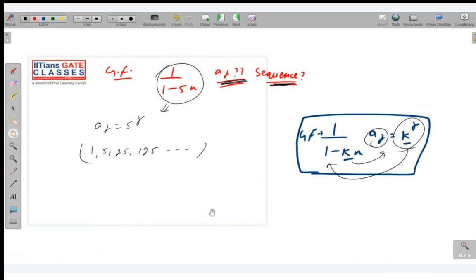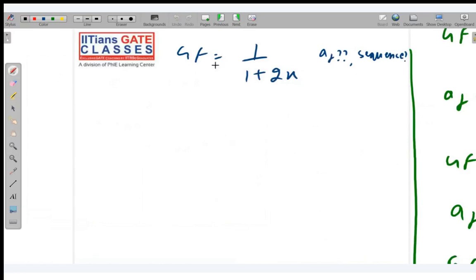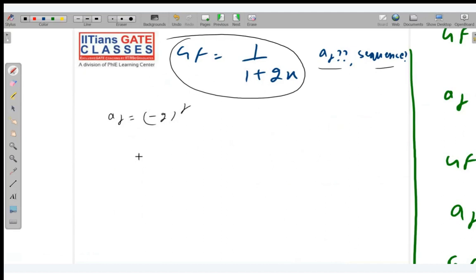Now take a snapshot, I will jump to the next slide. Done. Okay, let me jump to the next slide. So next, the generating function is 1 upon 1 plus 2x. What is a_r and what is the sequence? Now can anybody guess what the answer should be? Minus 2 power r. Yes, very good. So a_r will be minus 2 power r. How have we got it? If you have any doubt, let me explain it.